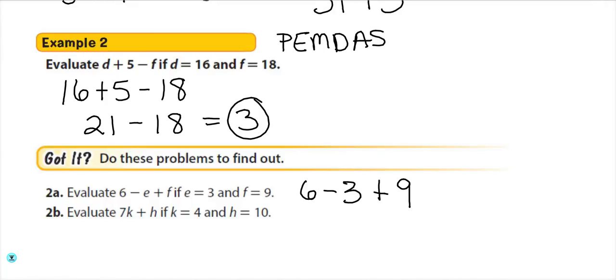All right, so this time we're actually going to subtract first because remember with addition and subtraction, it's whichever occurs first from left to right. It's not always adding first, it's not always subtracting second. It just depends whichever one comes first. So we're going to do 6 minus 3, which is going to be 3, and then plus 9, and that's going to give us 12.